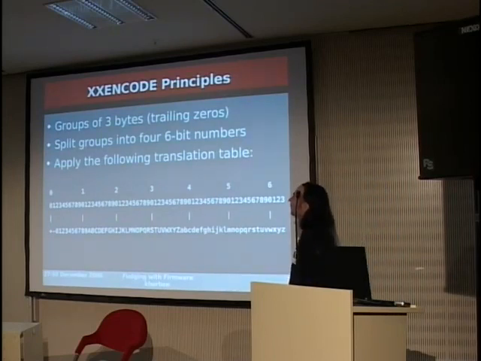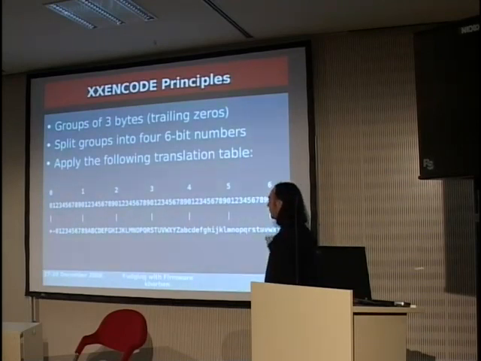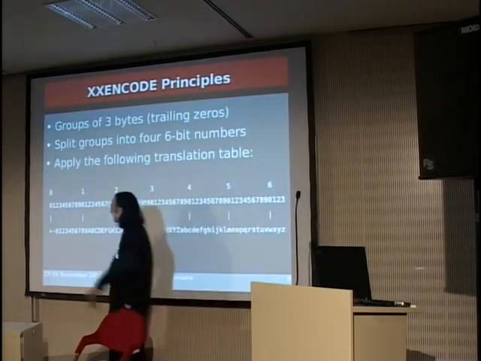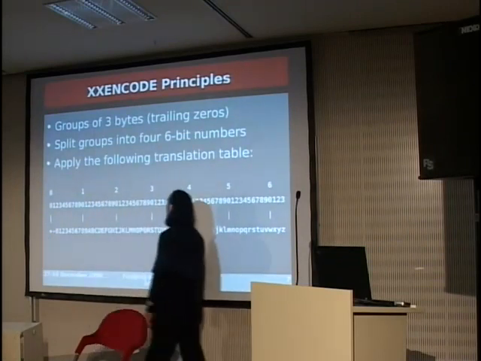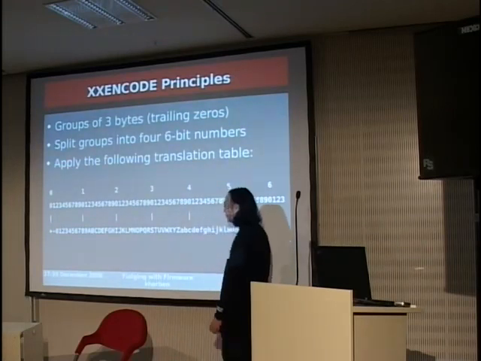So to encode data into x6 encode, you would group your original data by 3 bytes. If you do not have enough bytes, you just consider them zeros. And you split these groups into 4 6-bit numbers. So you can have 4 numbers up to 64, because 2 to the power of 6 is 64. And you do a simple table substitution, with these letters. So say you have the first byte, which is 0. You have a plus. You have the next byte, which is 42 in decimal here. You have an E.